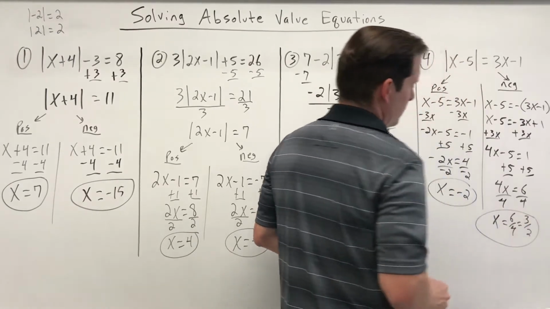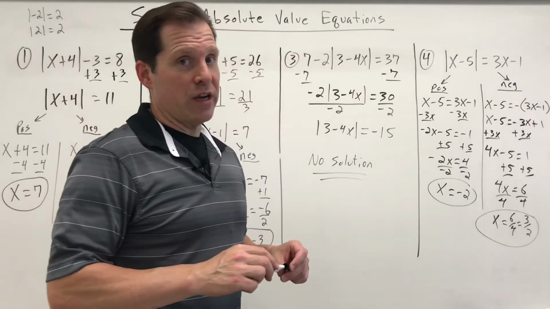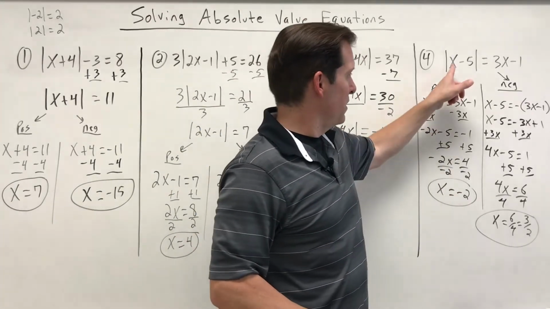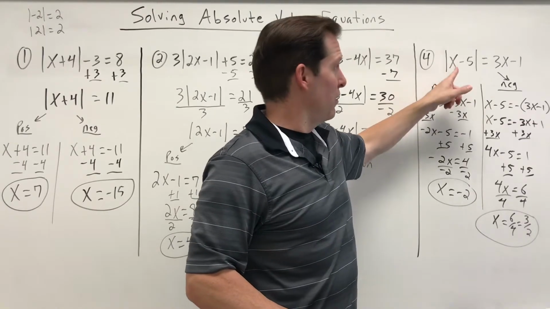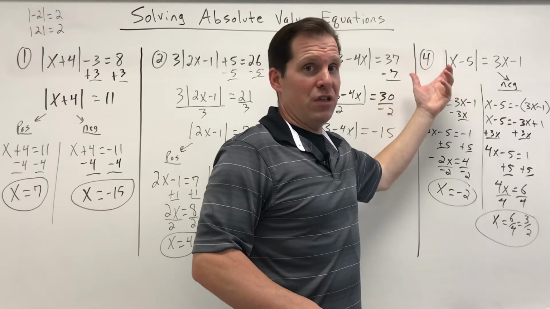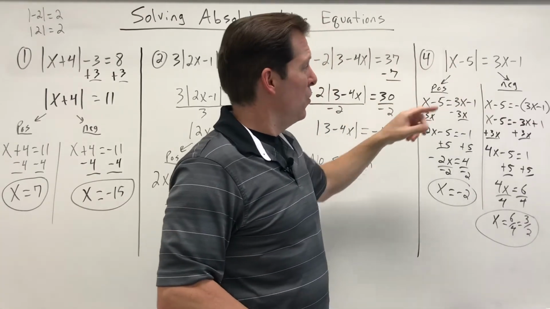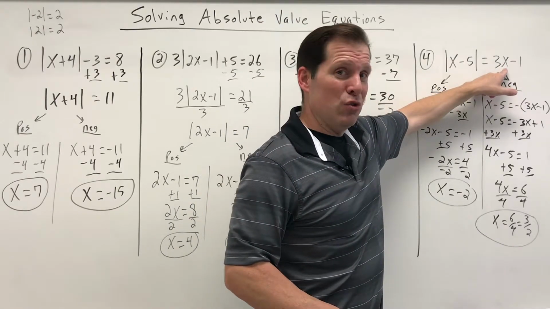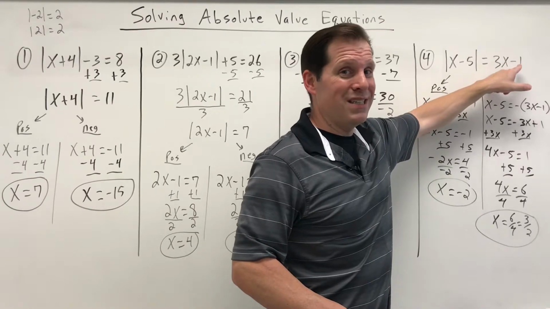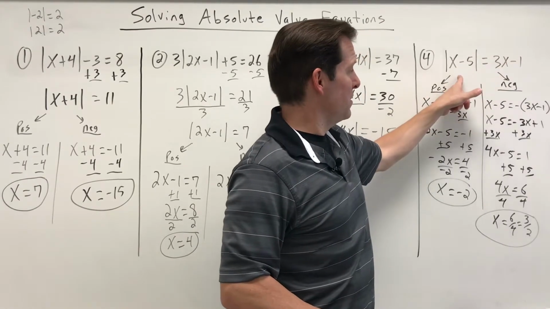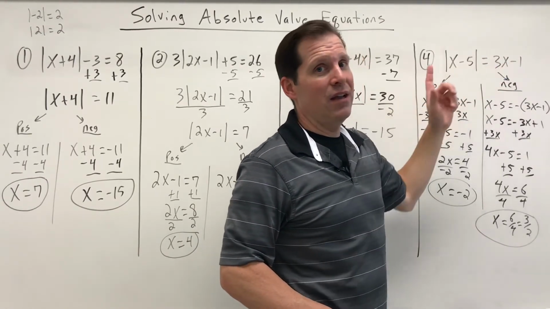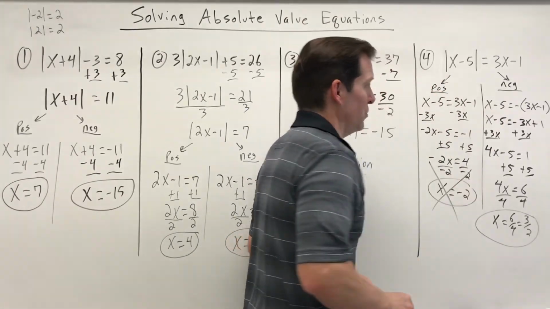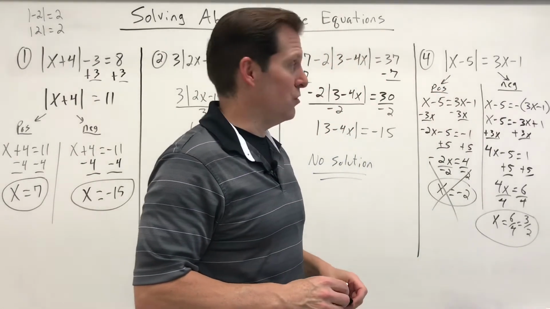All right, so now we got to check. So when you take this negative 2, if I put negative 2 in here, I'm going to wind up with an absolute value of negative 7, which is 7. It's going to be a positive number. We know that. Well, if I put in negative 2 over here, I get 3 times negative 2, which is negative 6, minus 1 is negative 7. So now I have a positive 7 is equal to a negative 7, and that's not true. So this value is an extraneous solution. It does not work. It's not part of our solution.